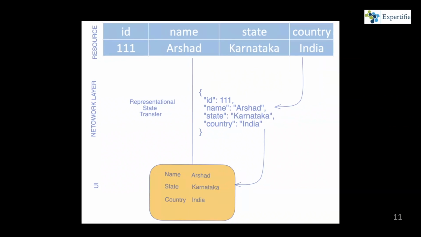So let's say the state of that resource is changed to Karnataka. Each layer would depict the same. Whenever a new request comes for this resource, ideally it should return the updated data to the client. Whenever a new request comes after the update, it would transfer those details to the network layer, and the network layer would transfer those details again to the UI. As we can see, the updated data is transferred across each layer.